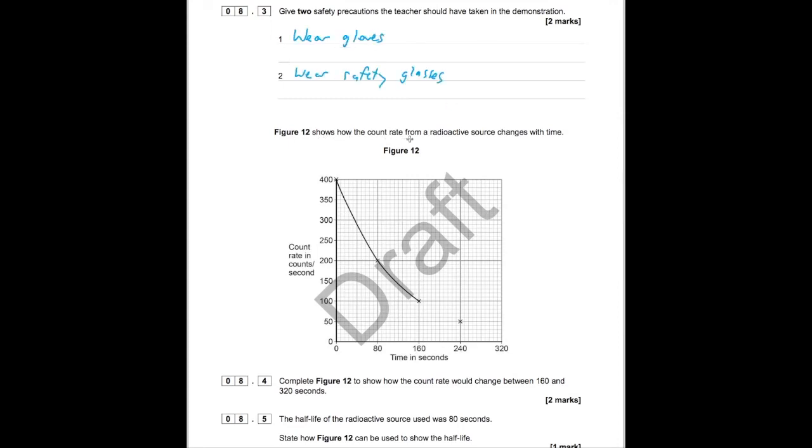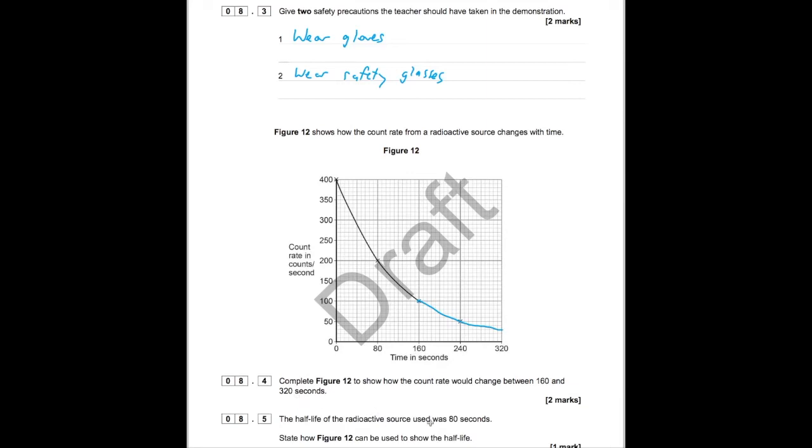Figure 12 shows how the count rate from the radioactive source changes with time. Complete figure 12 to show how the count rate would change between 160 and 320 seconds. We'll just keep following the trend.